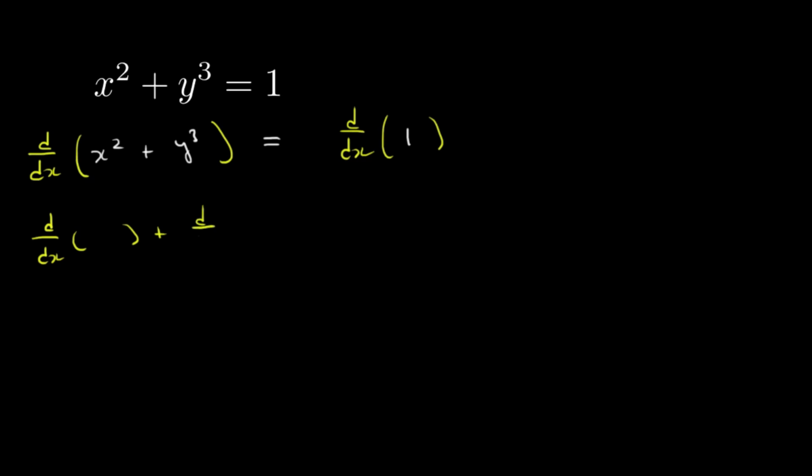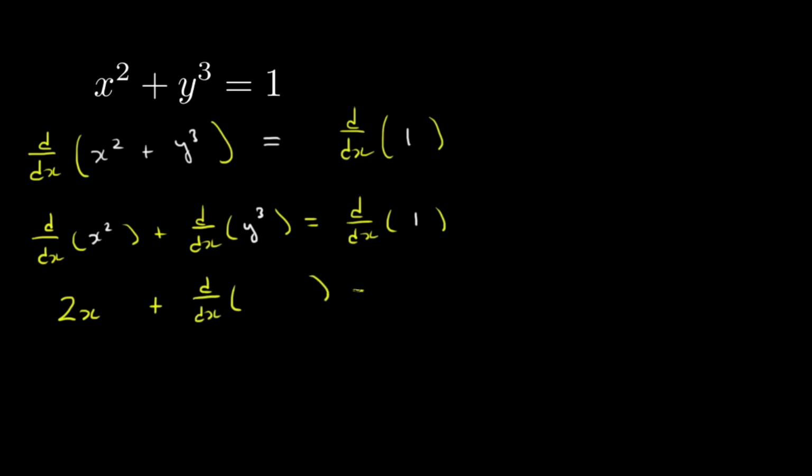Differential operators set up here first. So the derivative of a sum is the sum of the derivatives. Derivative of x squared, derivative of y cubed, and the derivative of 1. Well, two of those are pretty straightforward, so maybe we'll do those first. The derivative of x squared, of course, is 2x. We're going to leave this for the time being. And the other super easy derivative is the derivative of 1, since 1 is a constant, is 0.